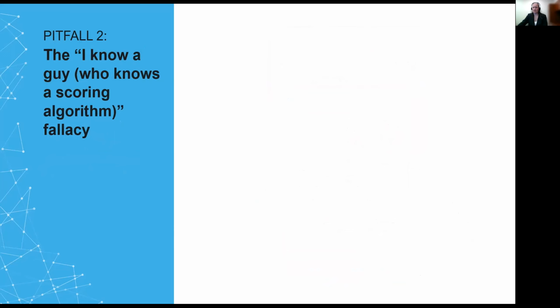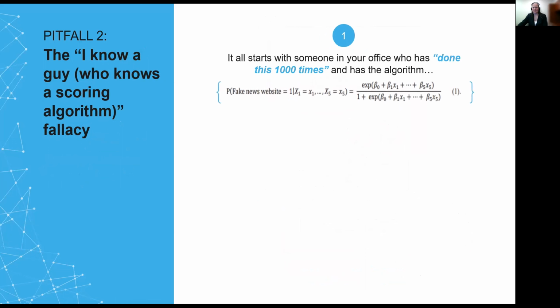The second pitfall I wanted to walk through today is what I call the I know a guy who knows a guy fallacy, or in this case, I know a guy who knows a scoring algorithm. This is related to when you know someone in your office who's done this 1,000 times, and they provide you with an algorithm for scoring. In this case, I've taken from a fun article an algorithm for a fake news website. So this is actually not an instrument scoring algorithm, but it makes the case.